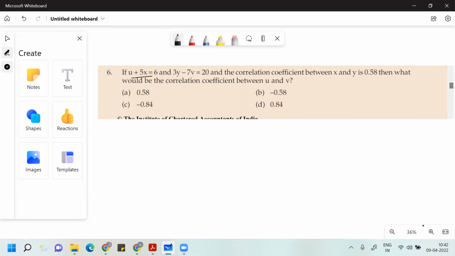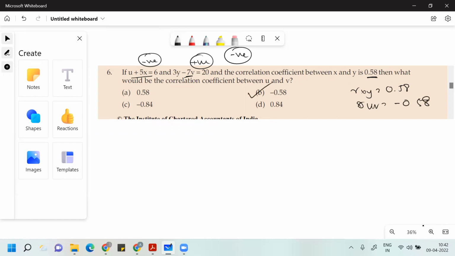If you see here, guys, if it goes this side, it becomes negative because this sign is positive. If it goes this side, it becomes positive. So positive, negative, the answer is negative. So if R of XY is 0.58, then R of UV will be minus 0.58. Can you understand? This is your answer. That's it.